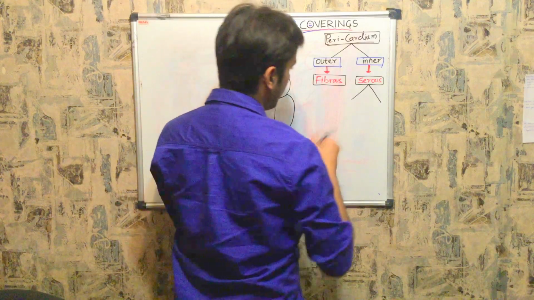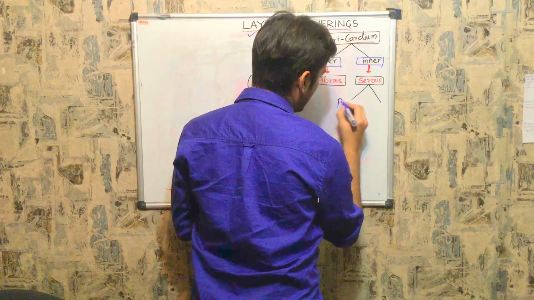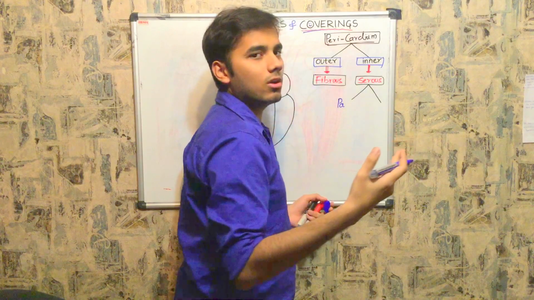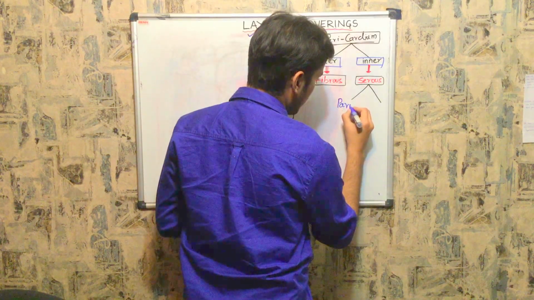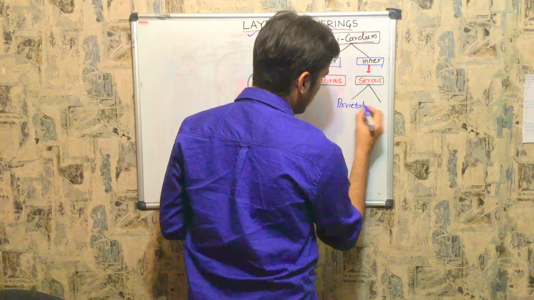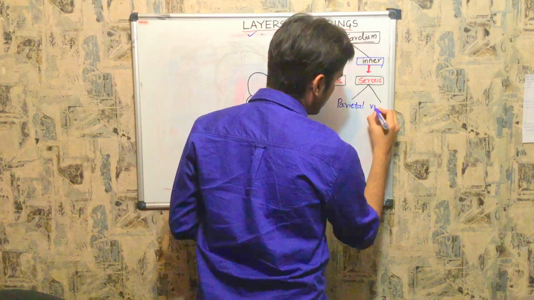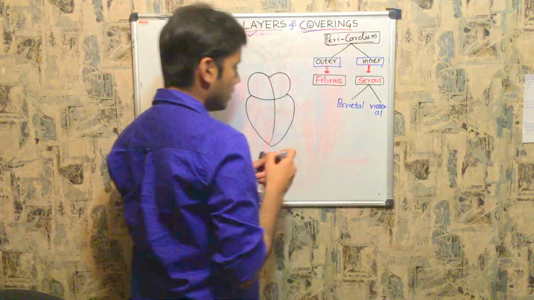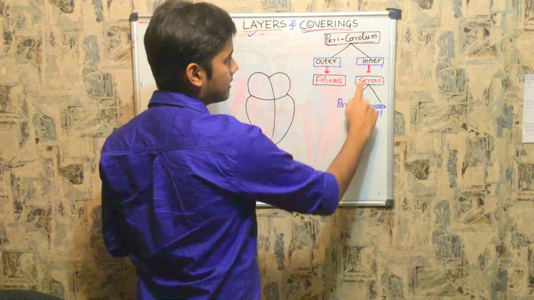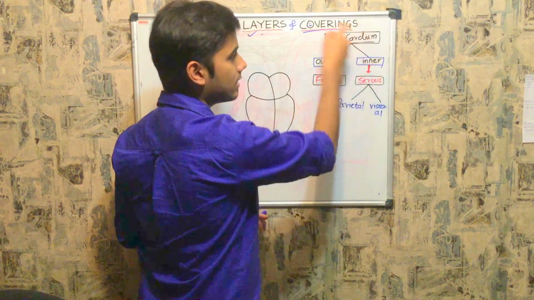In turn, this serous pericardium is divided into two parts. The outer is called parietal. Everywhere the outer is called parietal, whereas the inner is called visceral. So you can call it parietal serous pericardium and visceral serous pericardium.